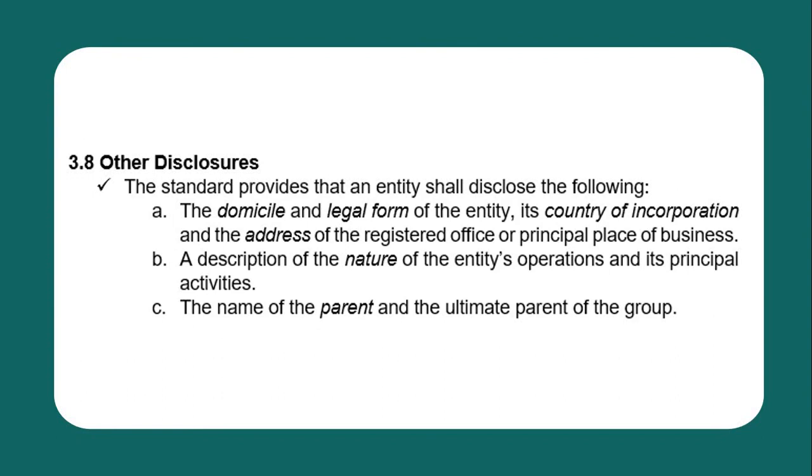Other disclosures. What are the other disclosures? We have the domicile and legal form of the entity, its country of incorporation, and the address of the registered office or principal place of business. Second, a description of the nature of the entity's operation and its principal activities, and the name of the parent and the ultimate parent of the group if it is consolidated.